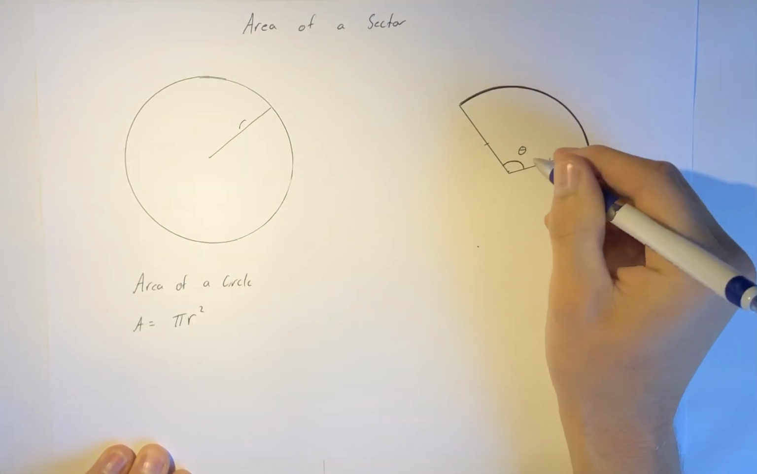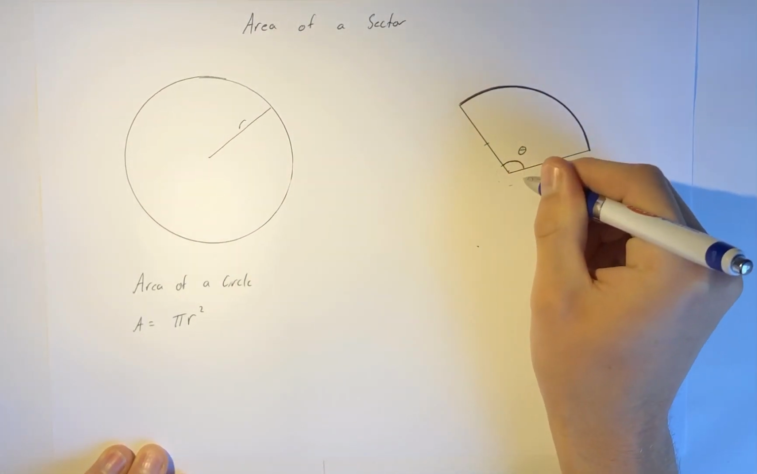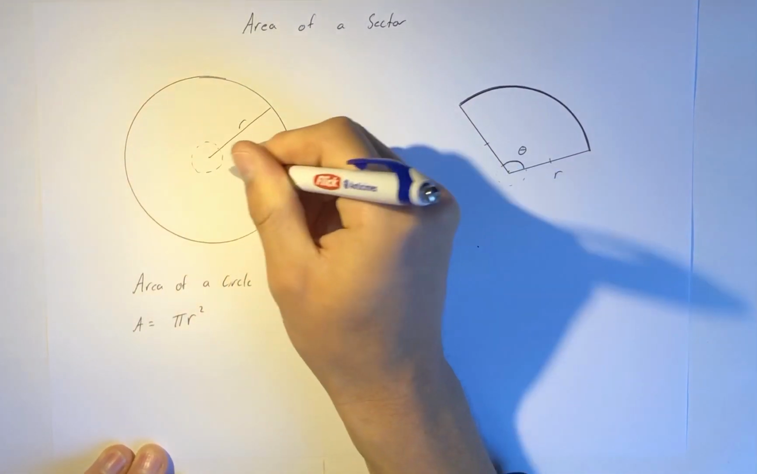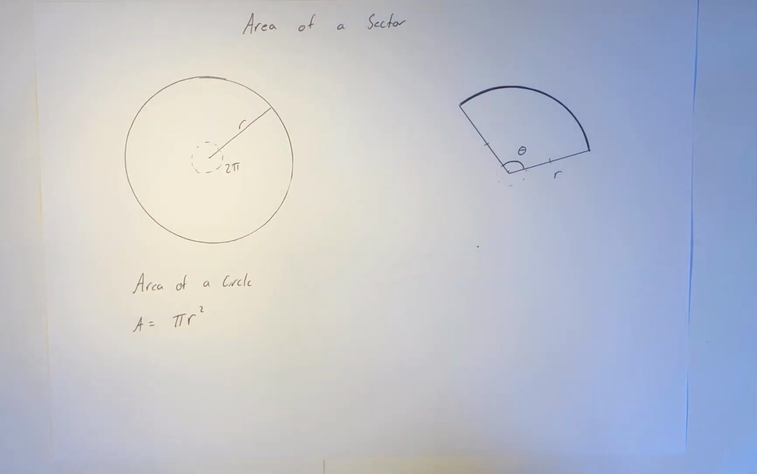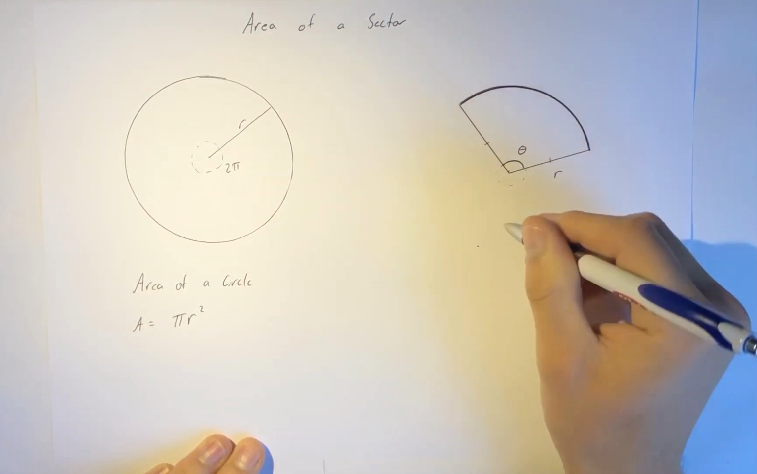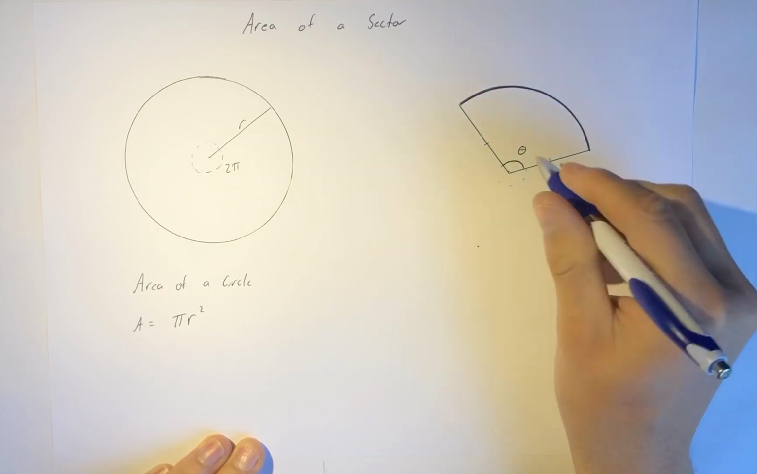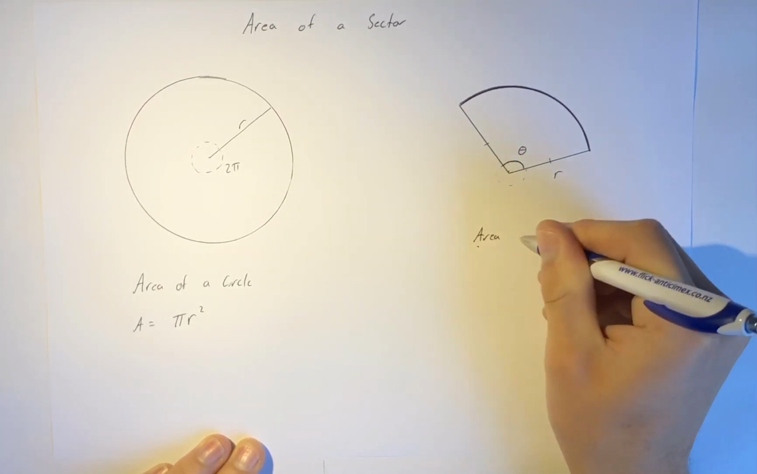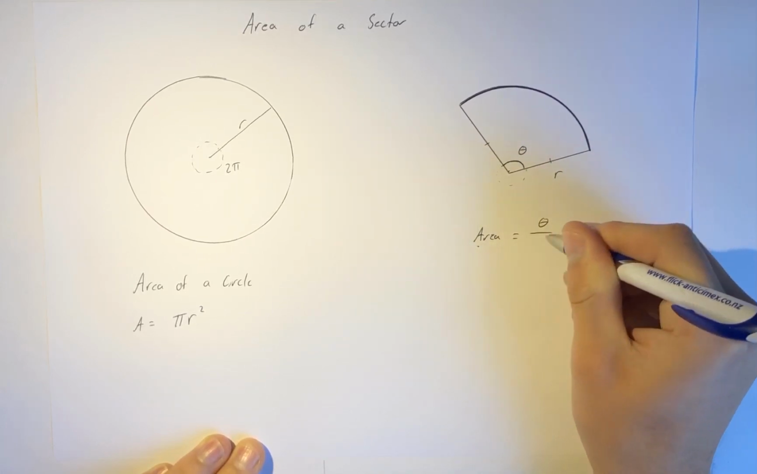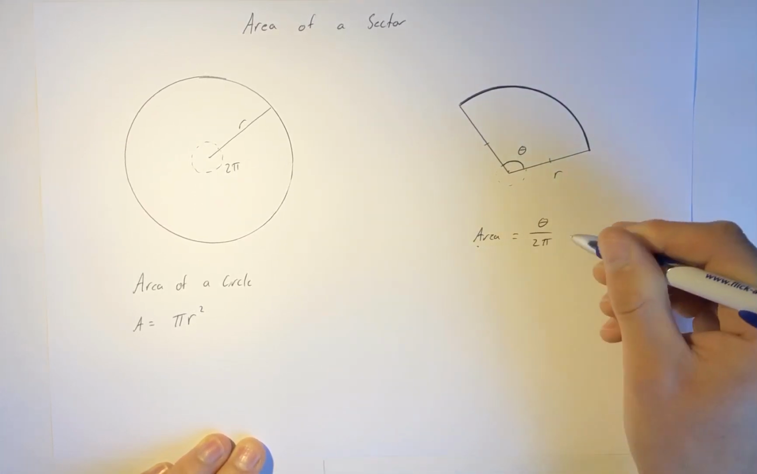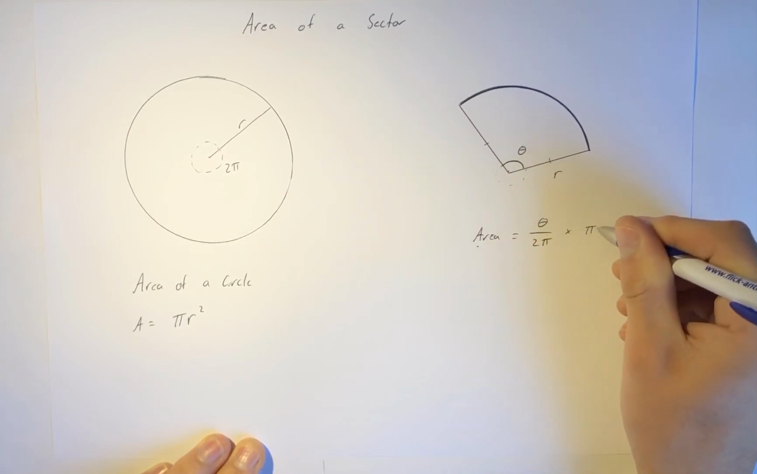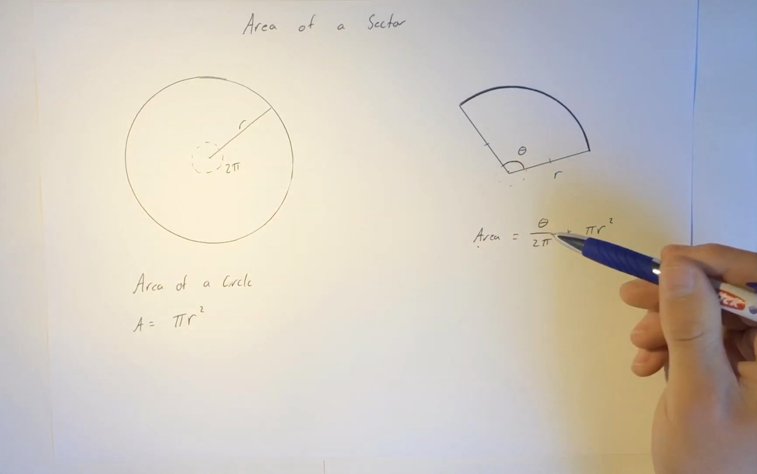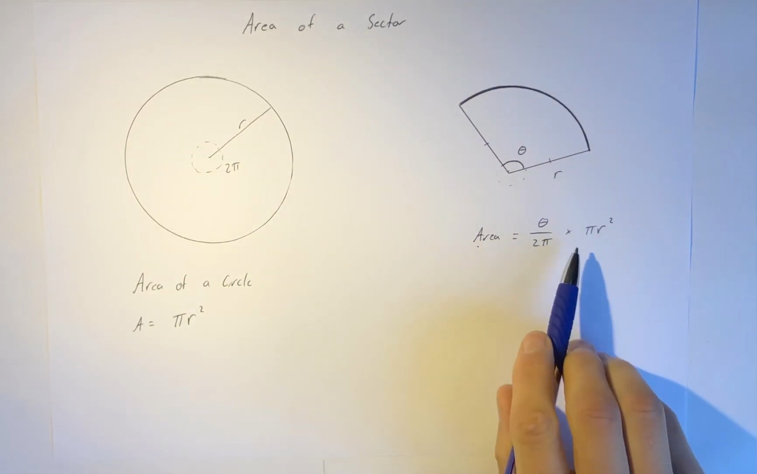Well, that is theta out of 2 pi. So for my previous lesson, remember that a full rotation is 2 pi. So now we have theta over 2 pi as a fraction of that circle. So the area is theta over 2 pi times the area of a circle, pi r squared. Okay, so theta out of 2 pi times pi r squared.